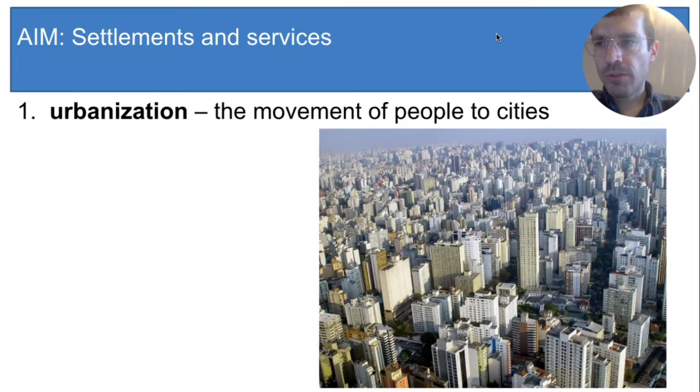Let's start by reviewing some terms you've already learned. Urbanization is the movement of people to cities. Urbanization is positively correlated with development. Countries with low development have few people living in cities, while countries with high development have a large percentage of their population living in cities.